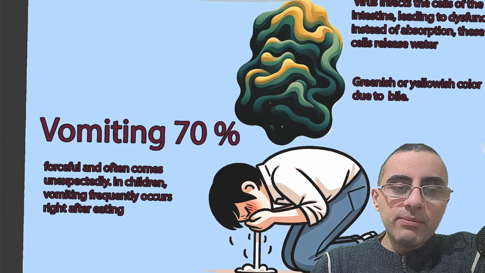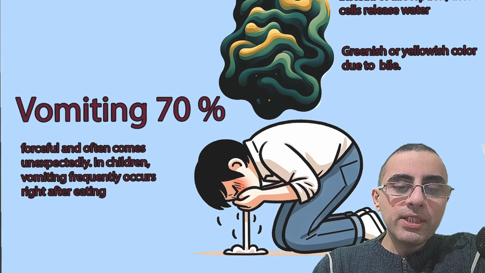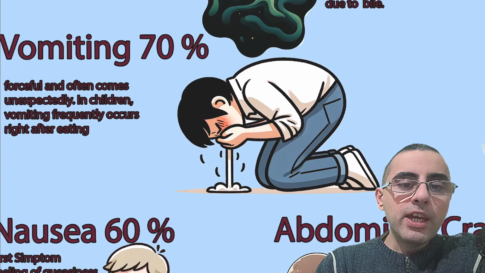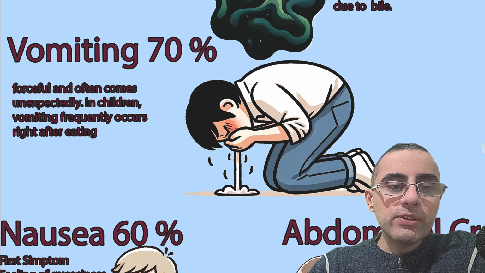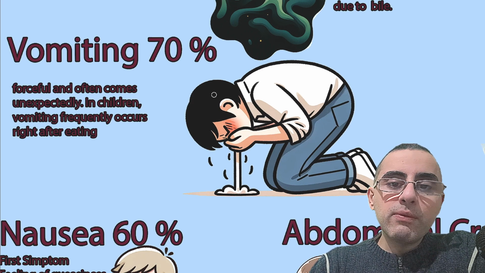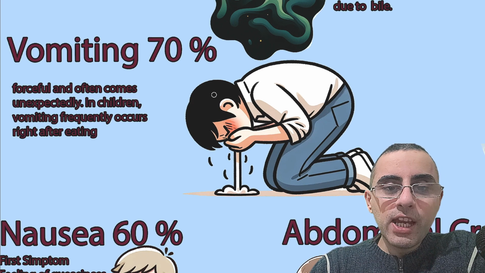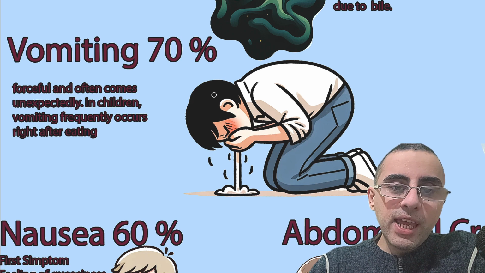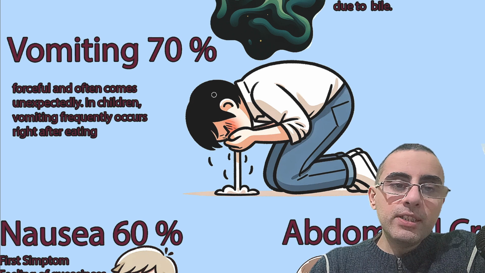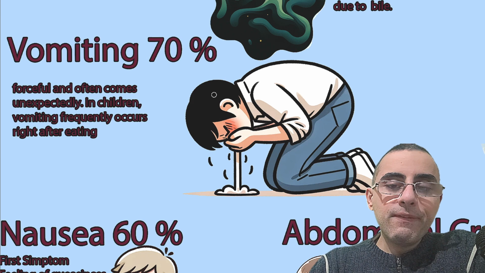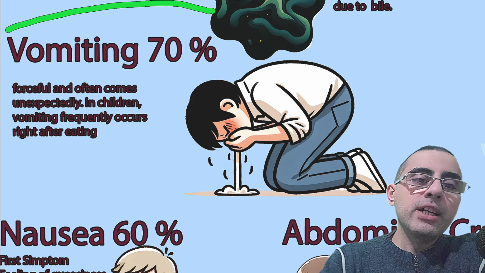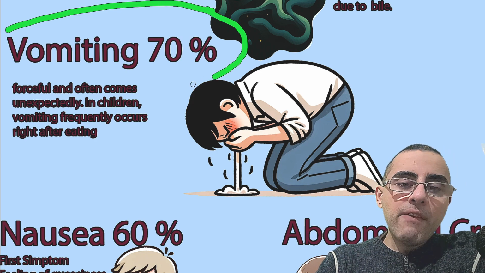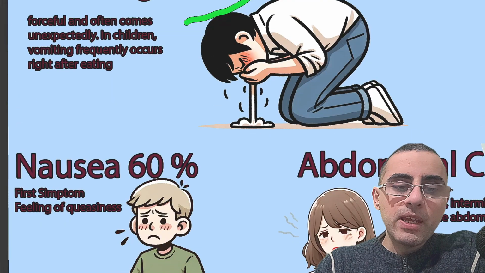The second most common symptom is vomiting. Vomiting usually is forceful and often comes unexpectedly, and in children this vomiting usually occurs right after eating. Anytime is possible, but in many cases it happens right after eating, and many kids refuse to eat because of fear of vomiting. So vomiting is present in 70% of cases.